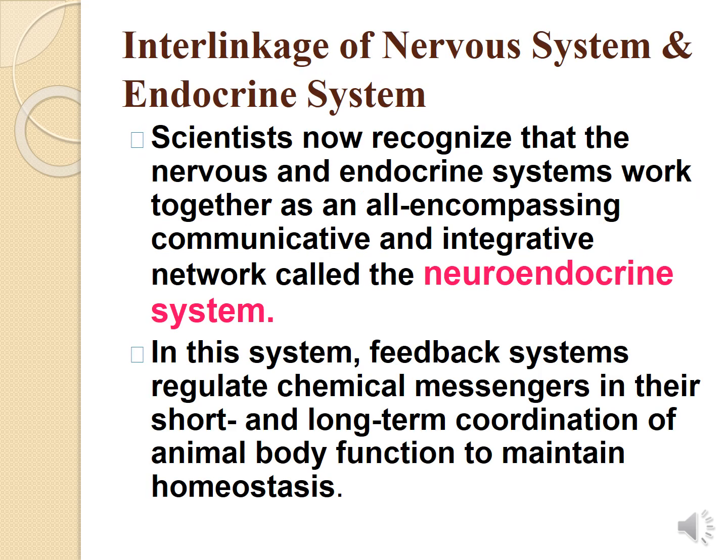What is the interlinkage of the nervous system and endocrine system? Scientists now recognize that the nervous and endocrine systems work together as an all-encompassing communicative and integrative network called the neuroendocrine system. In this system, feedback systems regulate chemical messengers in their short and long-term coordination of animal body function to maintain homeostasis.